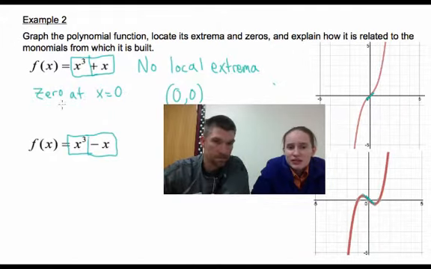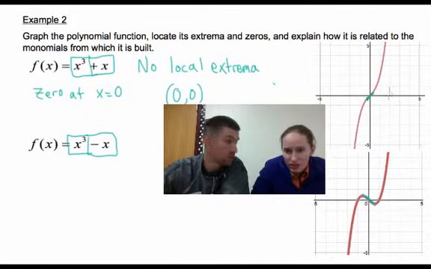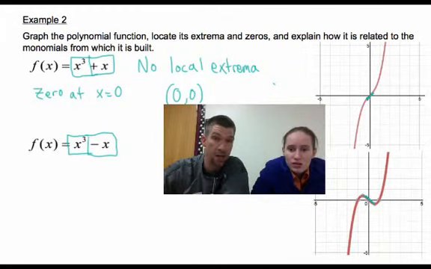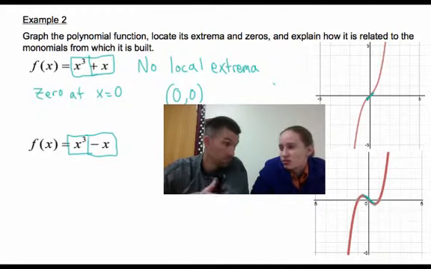Is this how we want them to write it? Zero at x equals 0? That sounds perfect. That sounds great. So if it had intersected somewhere else, you'd just say a zero at blah, blah, blah. And when you're using your calculator and you want to find where a graph crosses the x-axis? You go to second trace.